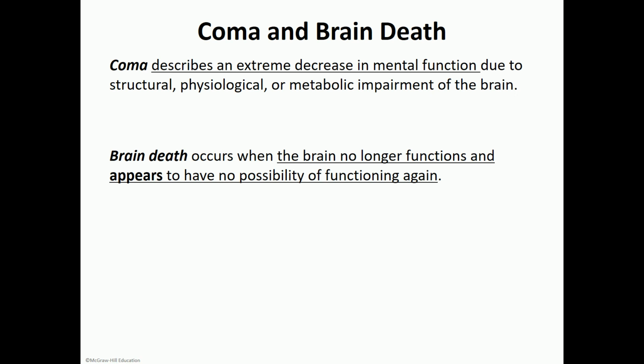Now, a little bit on coma and brain death. So coma is described as an extreme decrease in mental function. That decrease in mental function can either be due to a structural or physiological damage, for example, maybe a stroke or trauma, or a metabolic damage to the brain, for instance, due to diabetic ketoacidosis or diabetic coma. So the causes of coma are very variable.